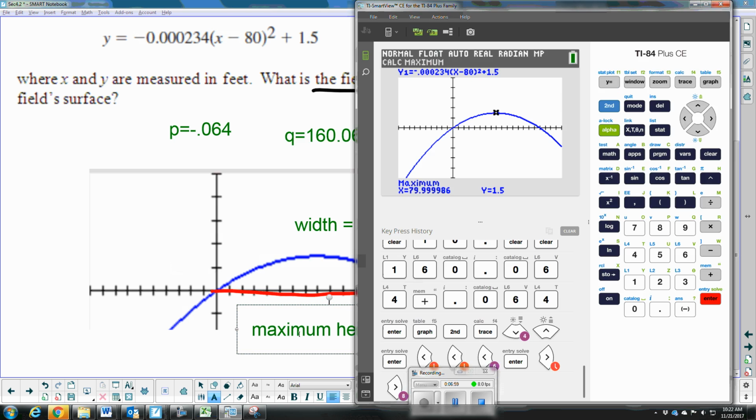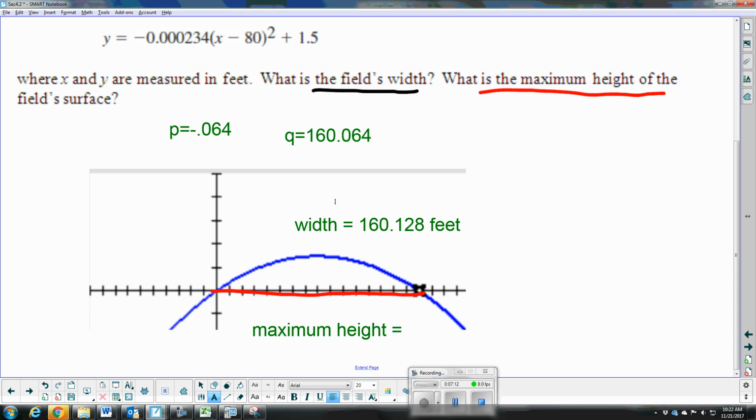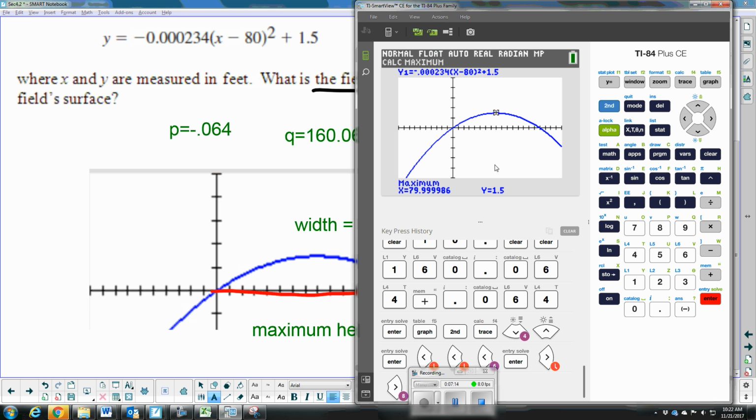So when we're looking at maximum height, this is our x-coordinate of our vertex, that's right here. That's saying that 80 feet from the sidelines is where our maximum height is, which makes sense because our whole thing is 160 feet. So 80 feet from the sidelines is where our maximum height is. And now our actual height off the surface is 1.5 feet.